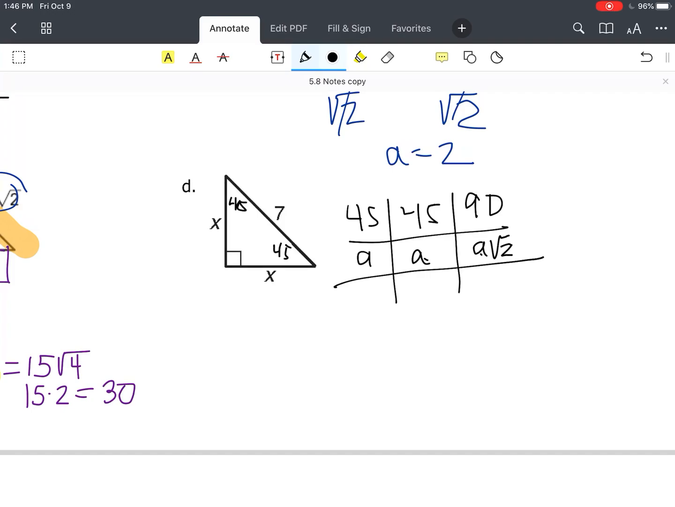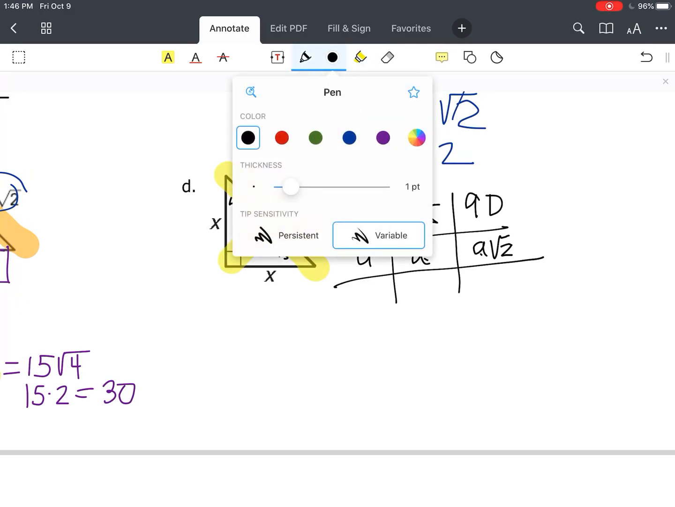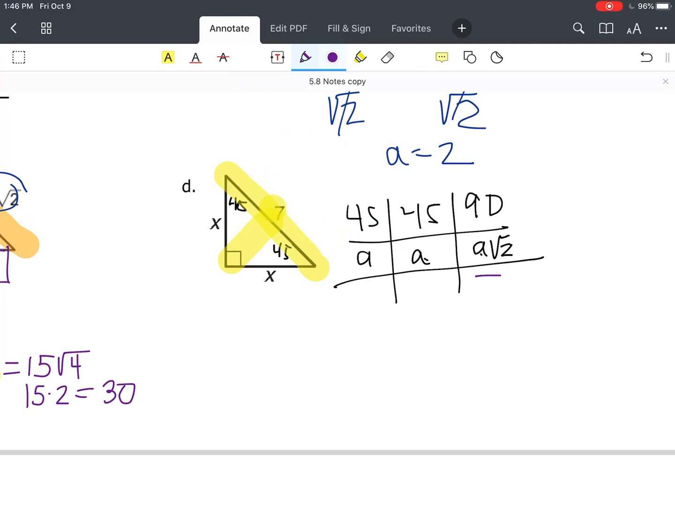Look in your triangle. They labeled these two sides are equal, so even though they didn't label these angles 45, I know they have to be. They told me this hypotenuse is 7. Well, 7 is opposite 90, so I'm going to put 7 in under 90. Again, this is saying A root 2 equals 7. I don't want to know what A root 2 is. I need to know what A is.